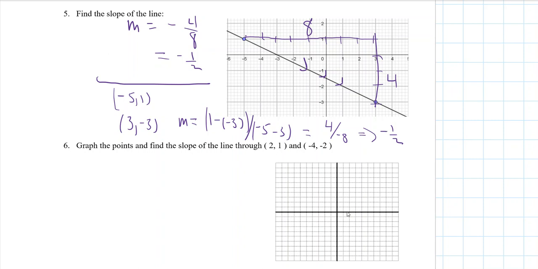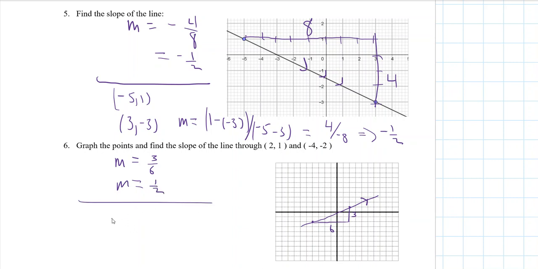Down here, 2, 1 would be there. Minus 4, minus 2 is there. That's 1, 2, 3, 4, 5, 6. 1, 2, 3. So the slope is positive because as I drive east along this road, I'm going north. So it's rise over run. For every 6 units over, it goes up 3. That means m is a half.